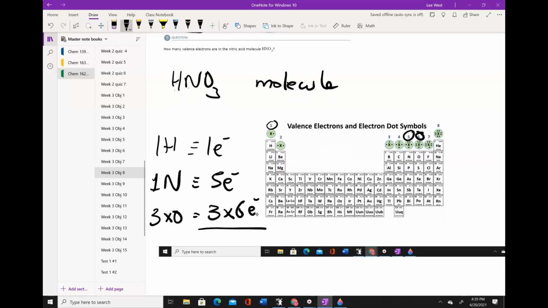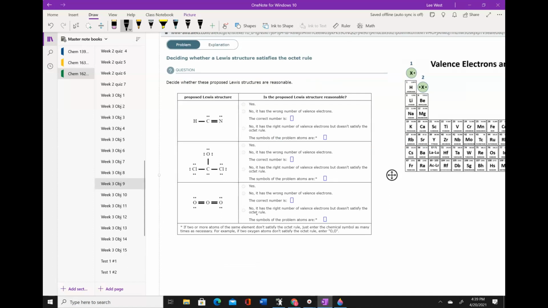So how many have I got? 1 plus 5 is 6, plus 3 times 6 is 18. So 6 plus 18, 24 electrons. Don't be ashamed to use your calculator. You want to make certain that you get it right on your quiz or test.